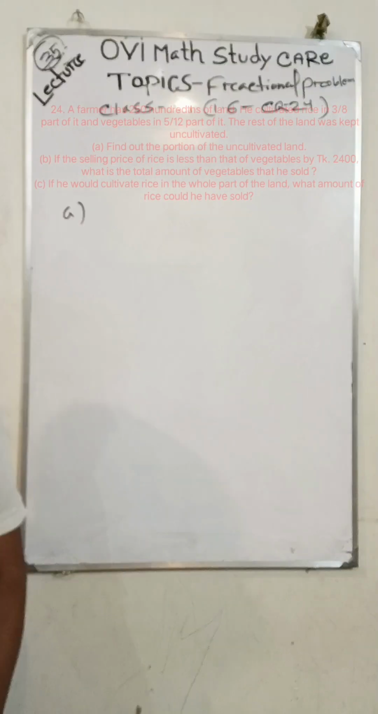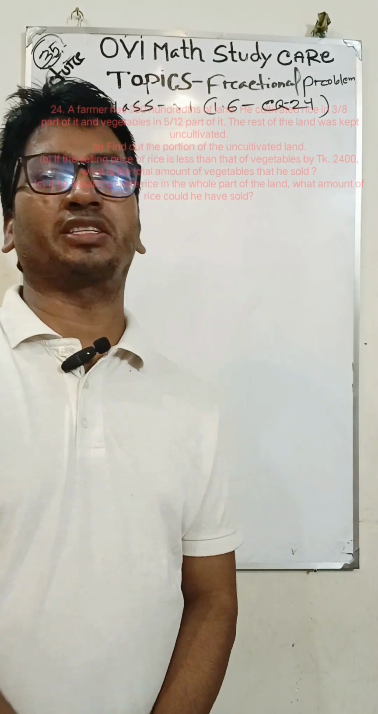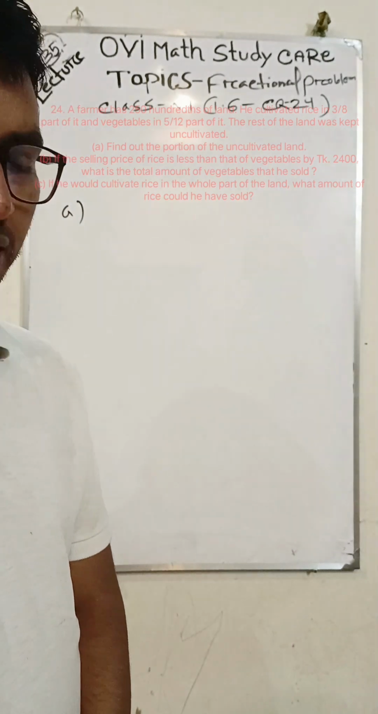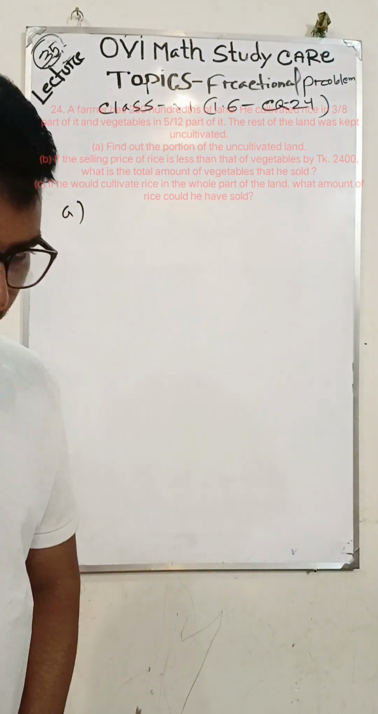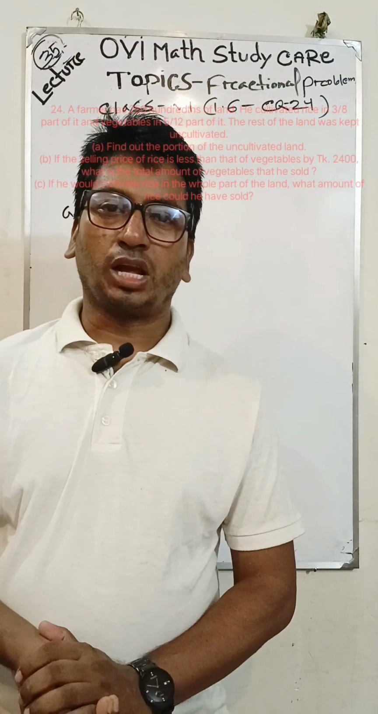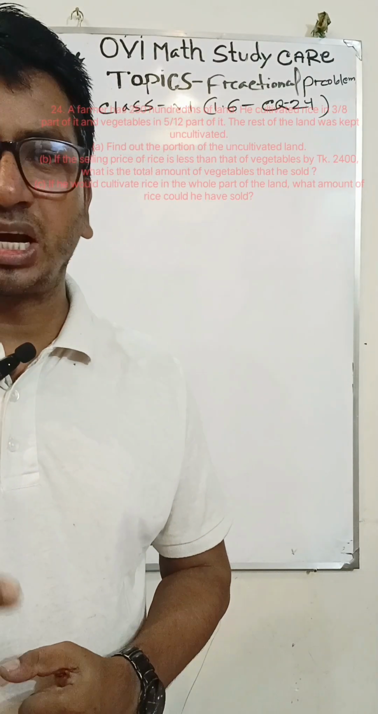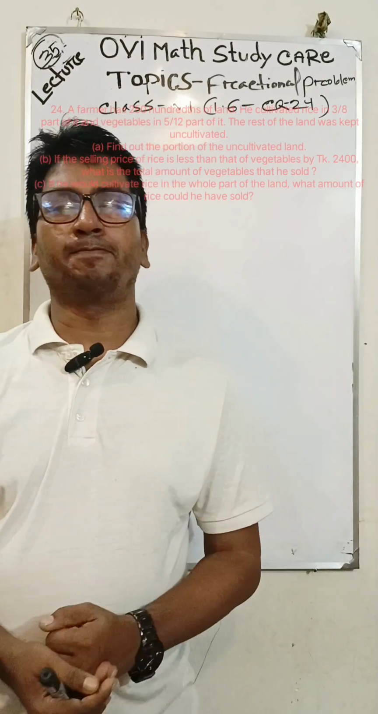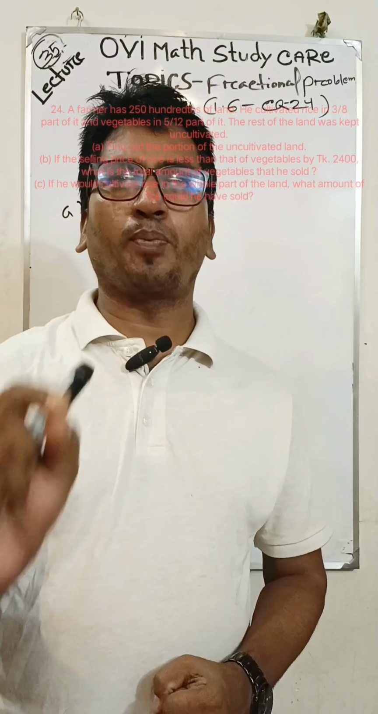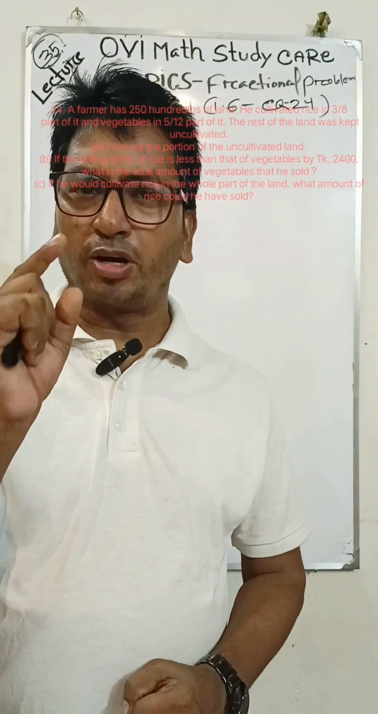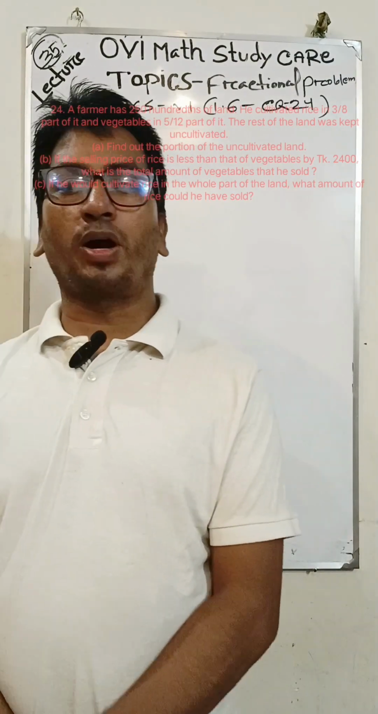For reading this creative question we don't understand at first, but I want to clear it up for you. Dear students, here it is given that a farmer has 250 hundredths of land, that is, 250 percent of land. The farmer cultivates 8 by 12 part in rice, and 5 by 12 part in vegetables.